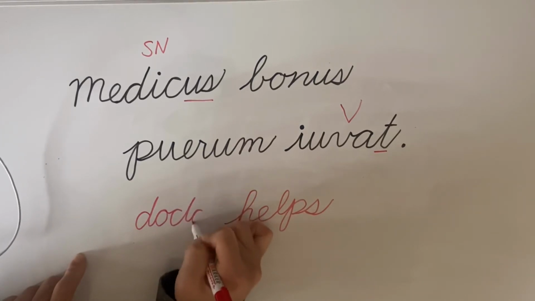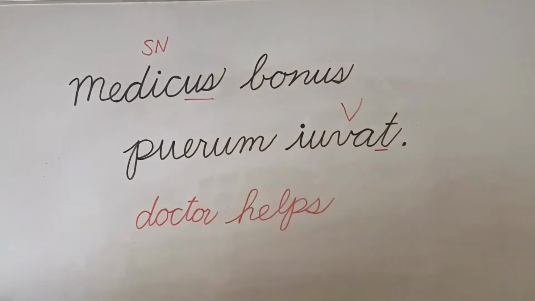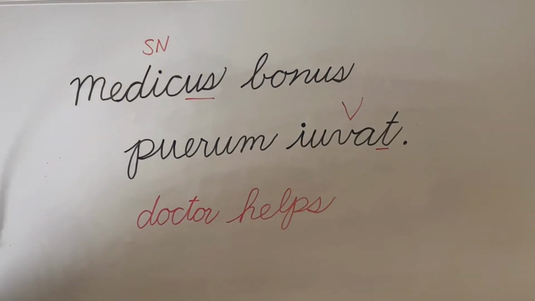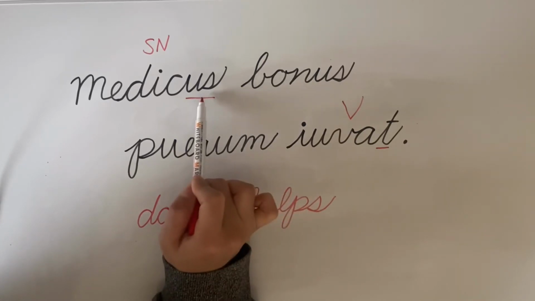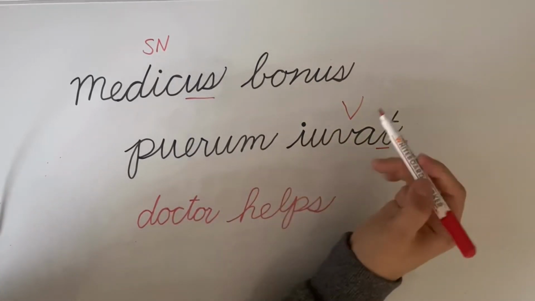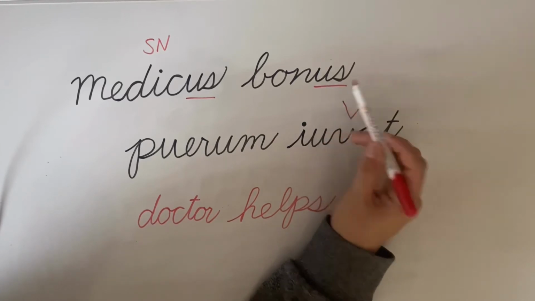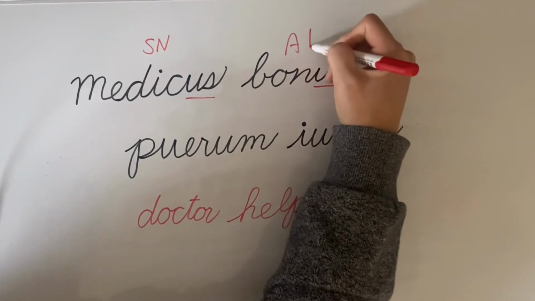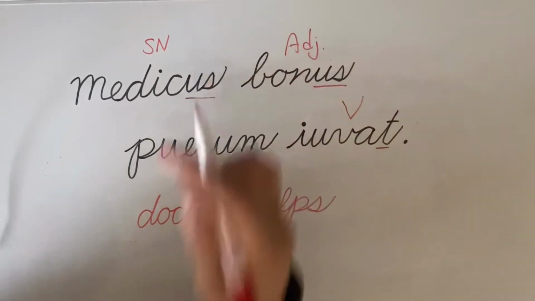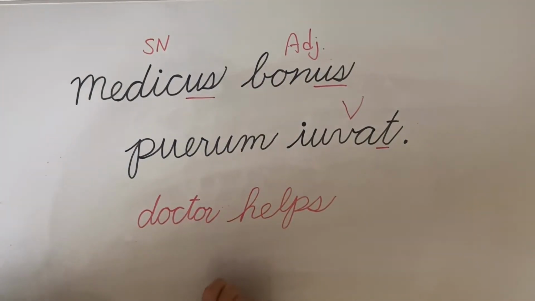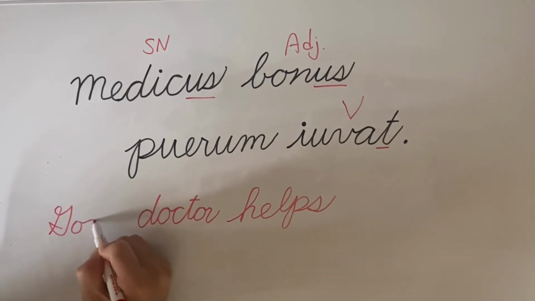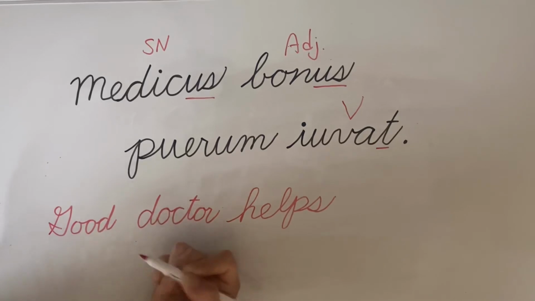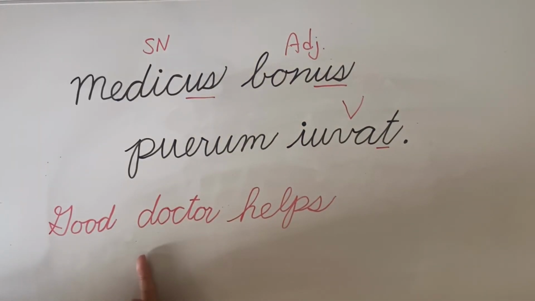Doctor. But is it just any doctor, Libby? No, you'll notice that this word has the same ending as our noun. So I'm going to underline that, and that must be an adjective because in Latin, the adjective comes after the noun. So what kind of doctor is it? Good doctor. It's a good, not bad doctor. It's a good doctor. Helps. Who? I want to know. Who does the good doctor help?